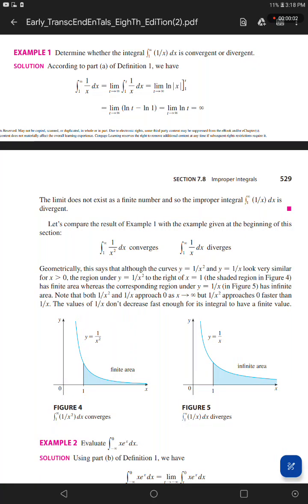Example 1. Determine whether the integral from 1 to infinity of 1 over x dx is convergent or divergent.